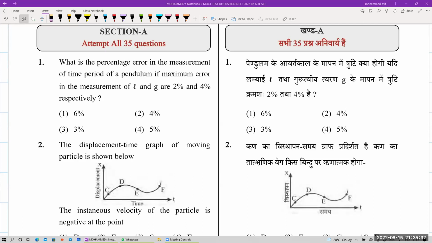See the question paper, beta. First, let us try to read the question paper. First question is percentage error. That means it belongs to your errors concept. Units and dimensions and errors.